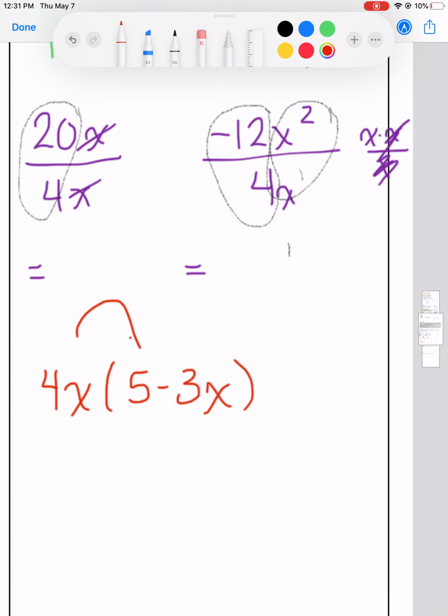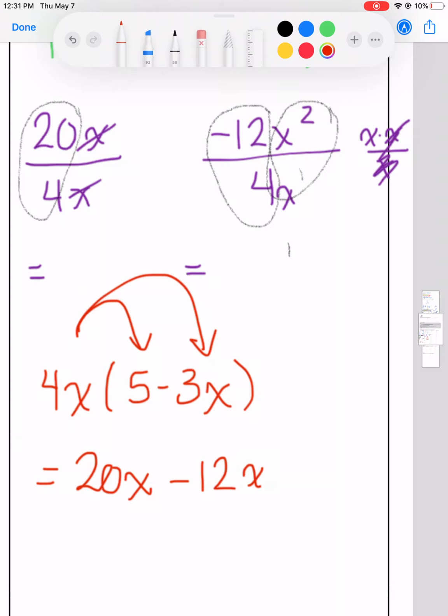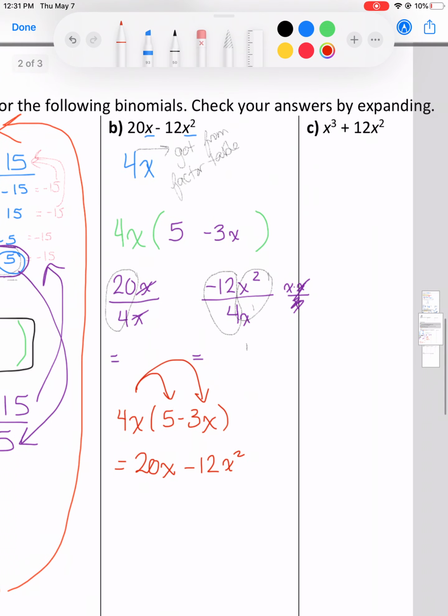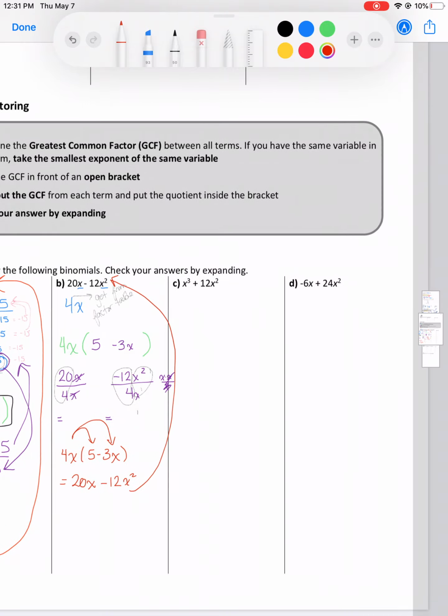Okay, we multiply it through. 4x times 5 is 20x. 4 times negative 3 is negative 12. x times x. Remember, we're multiplying the x's, so we have to add the exponents. x squared. Same thing.